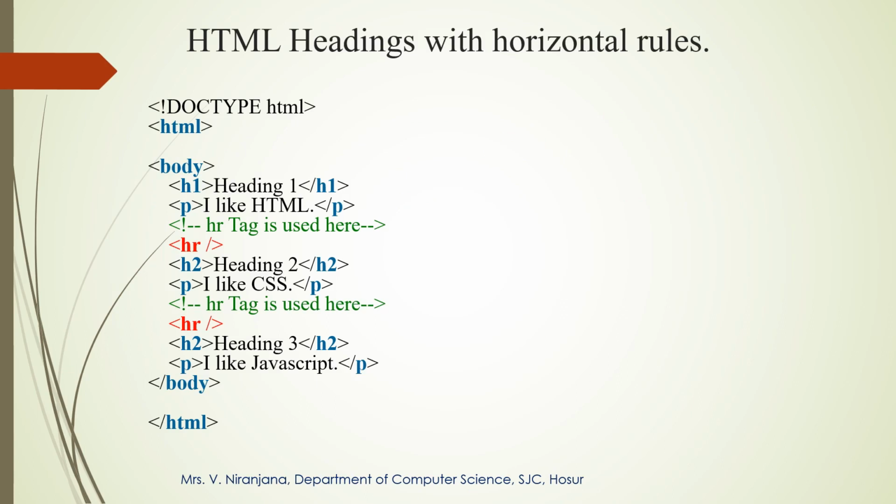Here is a sample program with heading tags and a horizontal rule. You can see three different headings displayed here: I like HTML, I like CSS, and I like JavaScript. Now you can see there is an HR tag inserted between I like HTML and heading 2. And also there is another HR tag inserted between I like CSS and heading 3. Now when you save this file and run it in a browser, you can see two lines running between the headings. We can see the output next.